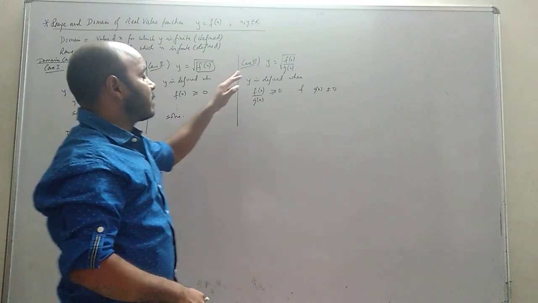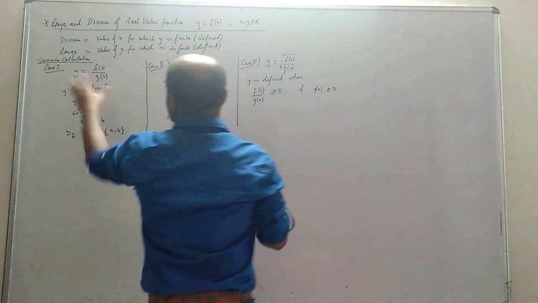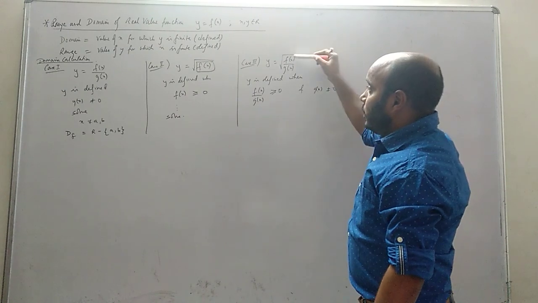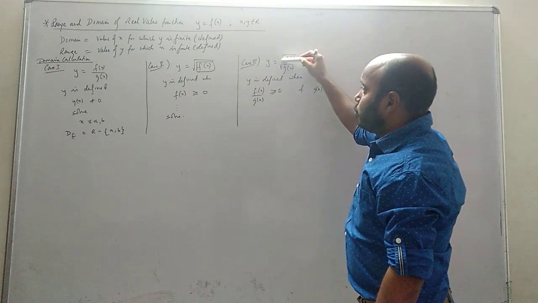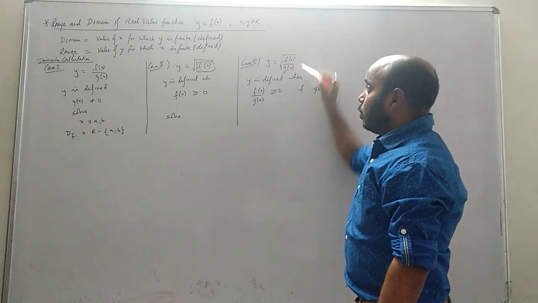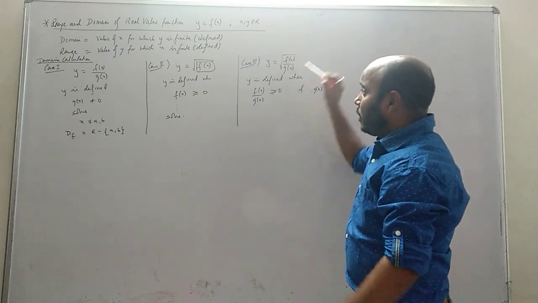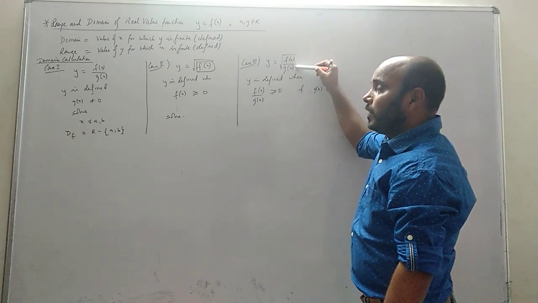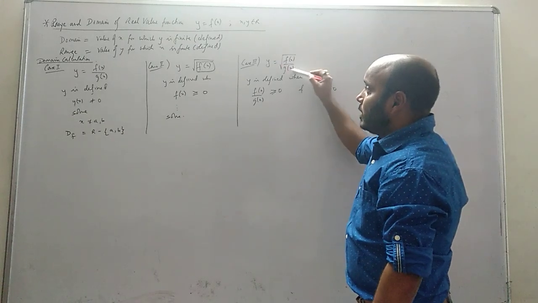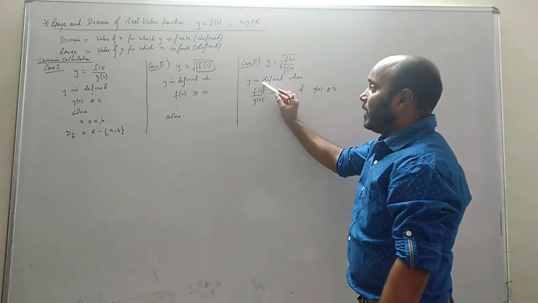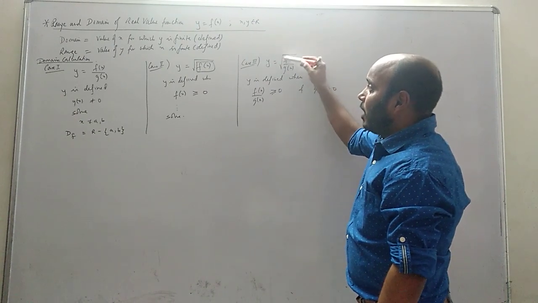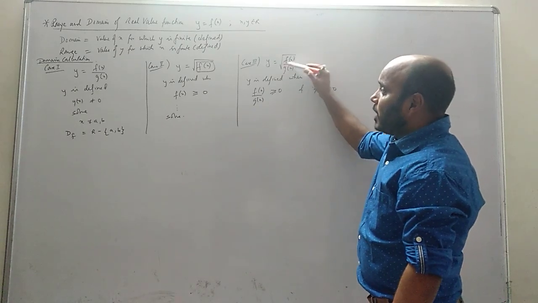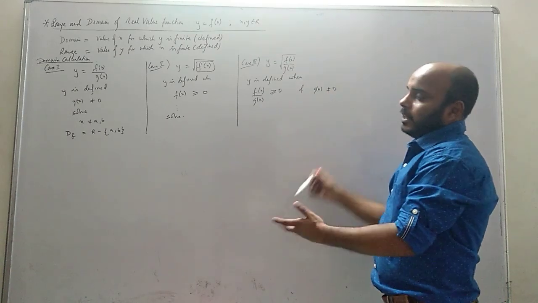Okay? Now the next type is y with a combination of both: under root is there, and something by something is also there. So the first case is that this whole thing should be greater than or equal to 0. The whole thing should be positive, or 0, and the denominator should not be equal to 0. If the denominator becomes 0, this becomes infinity, not defined. If this whole thing is negative, then also it's not defined. So it is defined when the inside part under root is greater than or equal to 0, and the denominator g(x) should not be equal to 0.